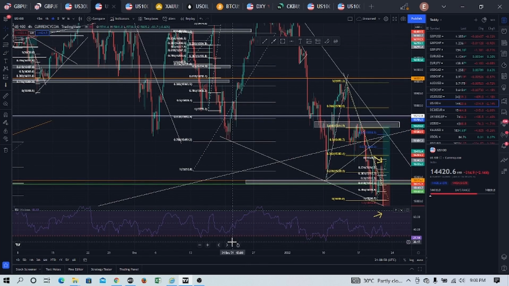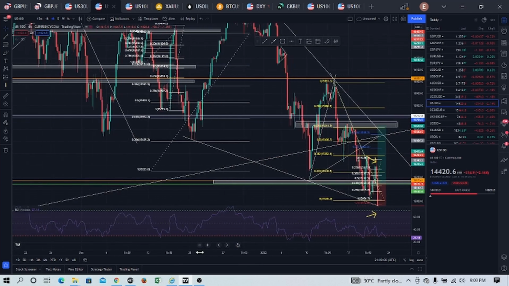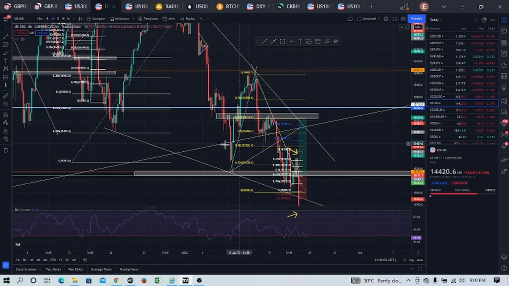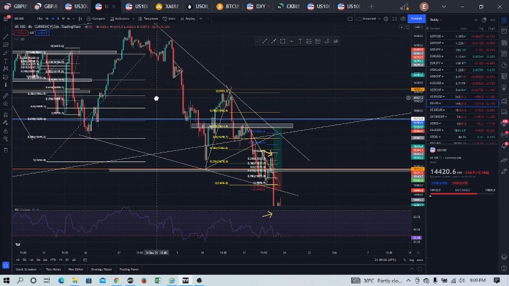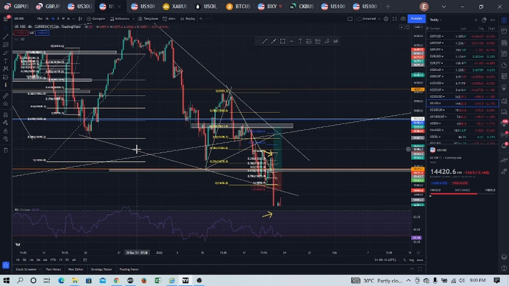Okay, just a minute, guys. Let me explain these lines. Now, there is a major trend line here governing this price action, and there is another below. Okay, so two major trend lines, and we have the minor trend lines inside.